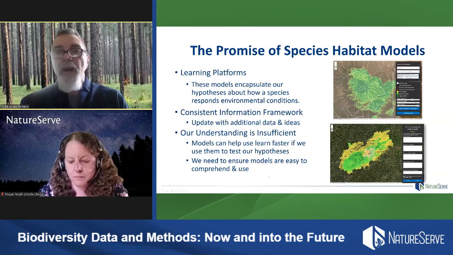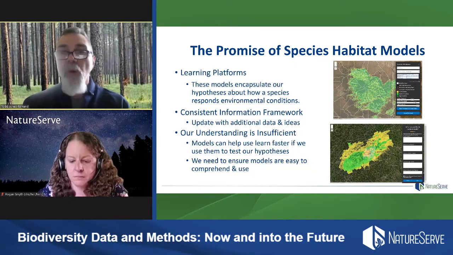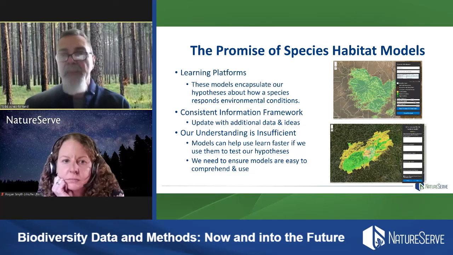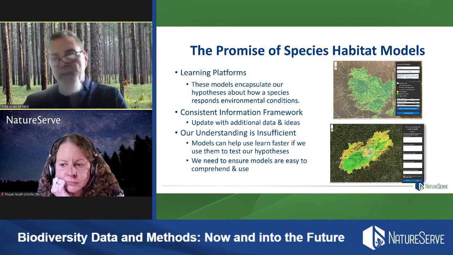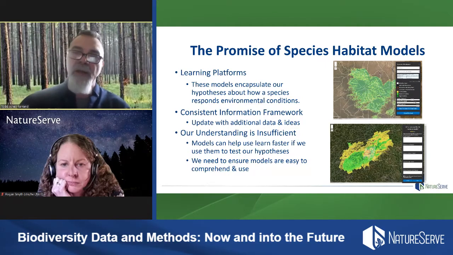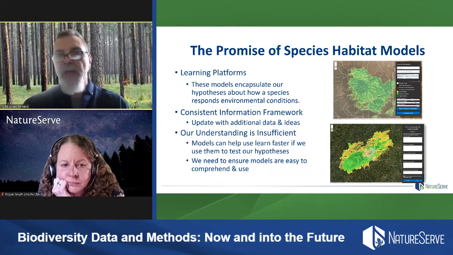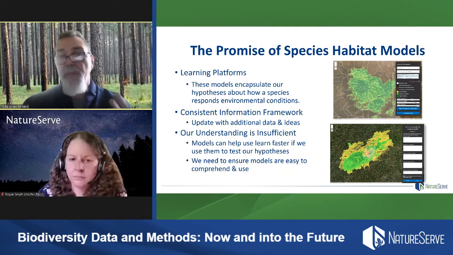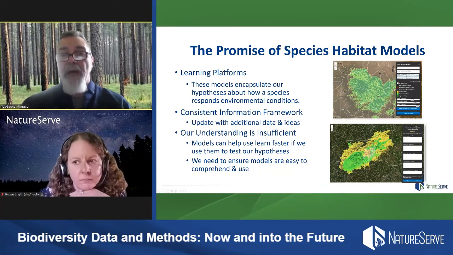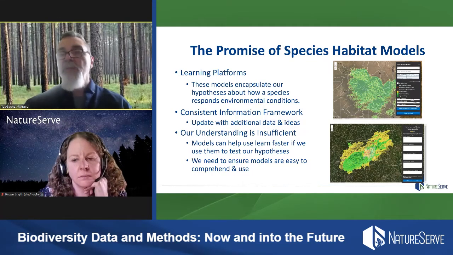Another area where habitat models hold a lot of promise is as learning platforms. As Regan said, they are hypotheses about how the species responds to these environmental conditions. And so by building a model, we have a framework for that information to go when it's collected. Right now, that information is in gray literature and published literature and maybe in somebody's file drawer. Models give us a place to accumulate that information and update it with additional data over time and additional ideas. And we need this because our understanding is really insufficient. We don't know a lot about a lot of these species. We don't know enough about them. We need ways to learn faster. Next.